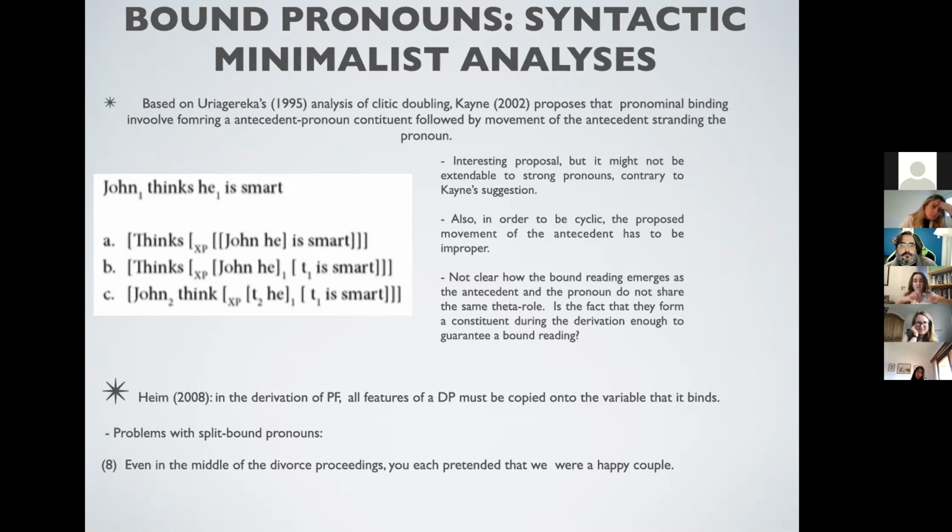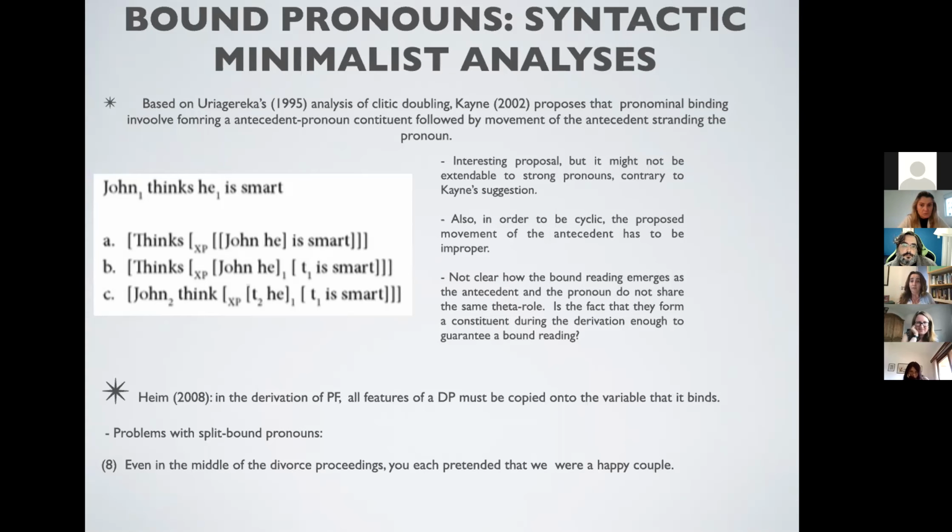So Kayne has this grandiose idea of assuming that all pronouns, weak and strong, are formed by movement, by this clitic doubled constituent. Also, if it were so, we wouldn't have all the contrast I showed you involving acquisition and atypical language. Also, in order to be cyclic, the movement proposed by Kayne, the antecedent has to do improper movement. It has to move to the edge of each phase in order to move to the next higher phase.